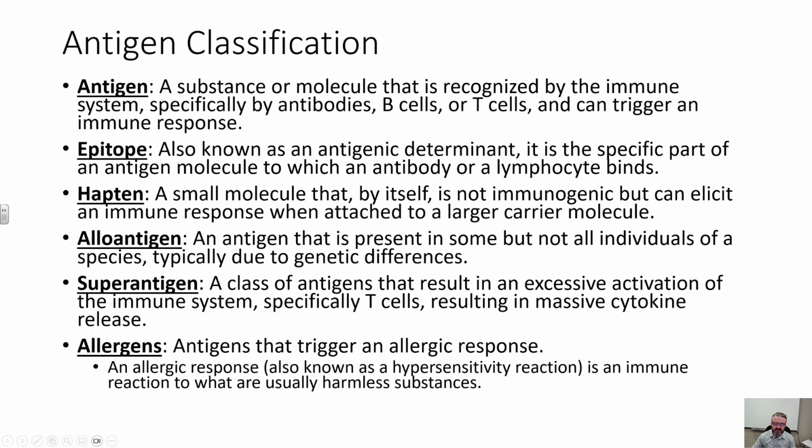Allergens are really antigens, but typically antigens that our body should not be responding to. What ends up happening here is the body responds to something that's harmless, but treats it as if it's harmful. The difference between an allergen and an antigen is really just the nature of the substance or the protein, usually. The body treats it like a harmful substance when in reality it's not.